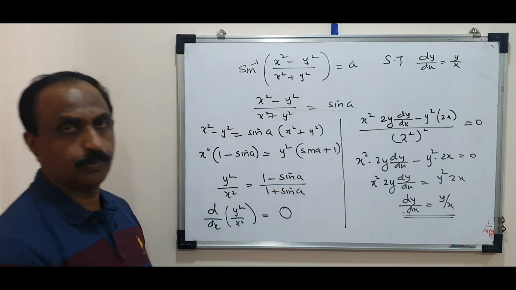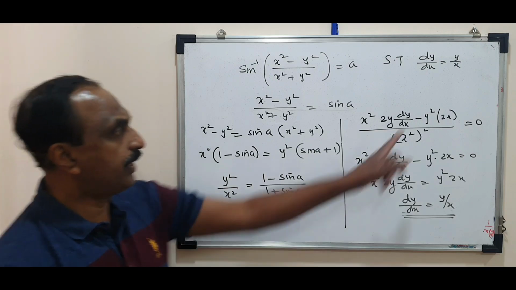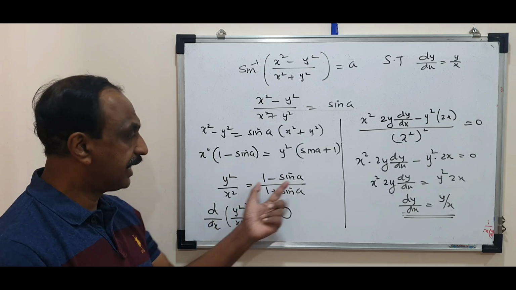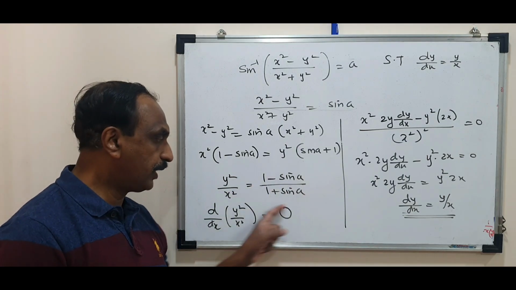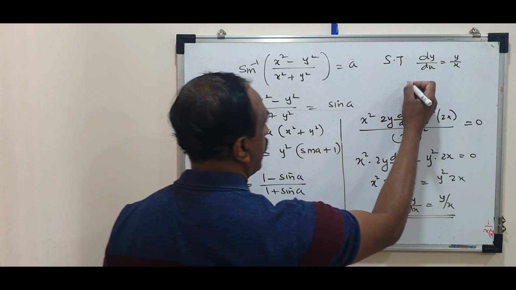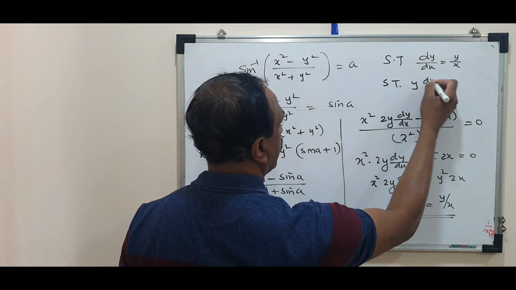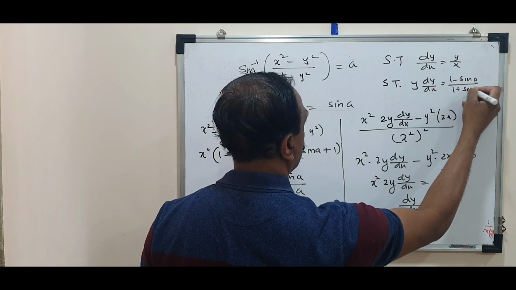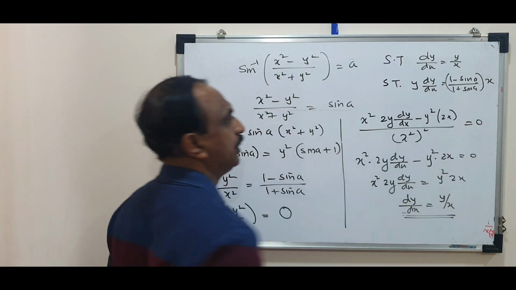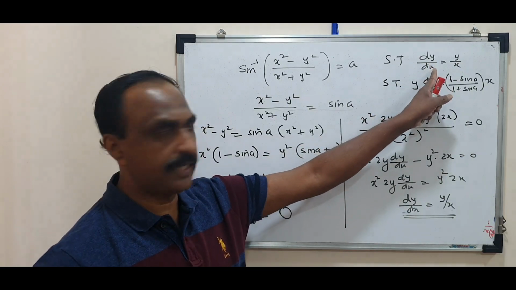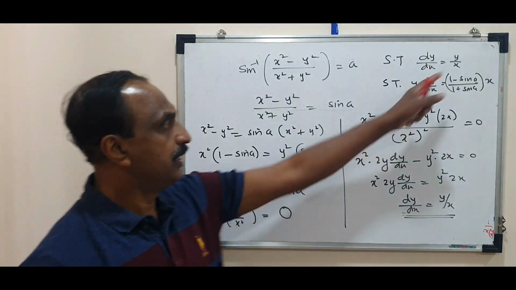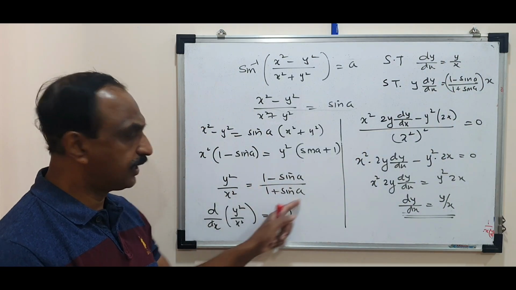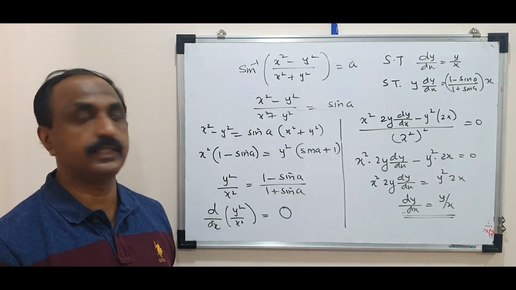This is one way of doing the problem. So what I did, if I want the answer to be y by x, I don't want a to be present in my answer, then directly differentiate it. Suppose I want the answer to be like this. Show that dy by dx is 1 minus sin A upon 1 plus sin A into y by x. So they can ask you the question in this manner. If you want the answer to be only y by x, you directly keep the constant on the left hand side and differentiate. A will not be present in the answer.